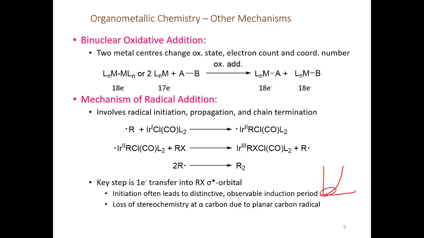And the second point is that you get loss of stereochemistry at your alpha carbon because you form a planar carbon radical. So this R group here, if it was chiral, would end up giving you a planar carbon radical right here, which would form two enantiomers upon binding to the iridium 1 complex.